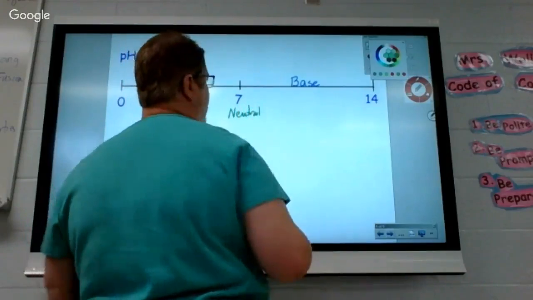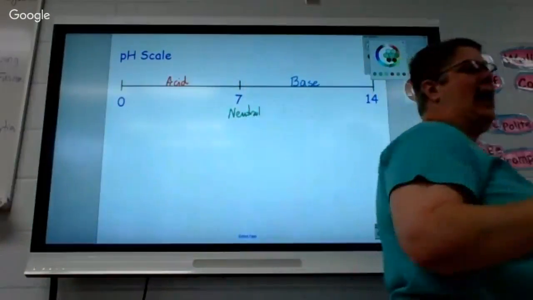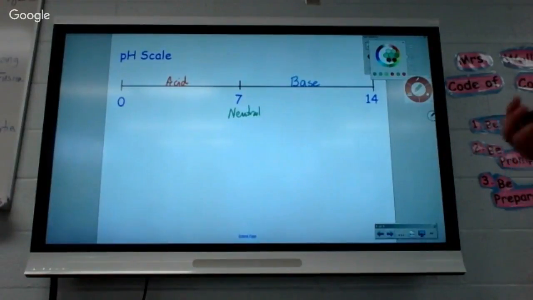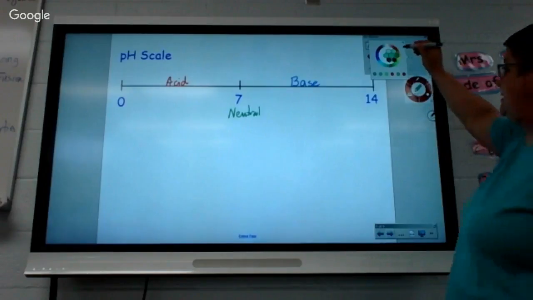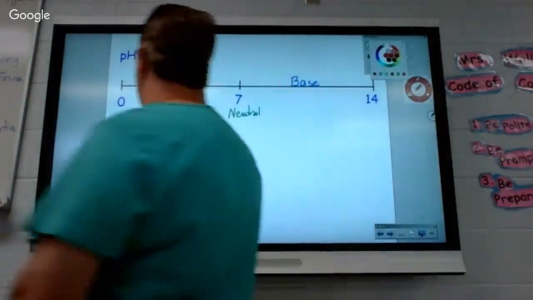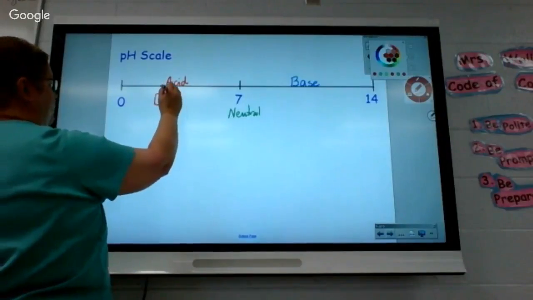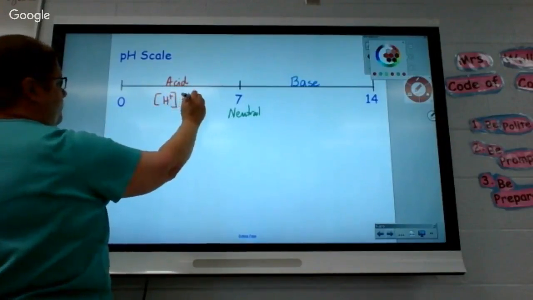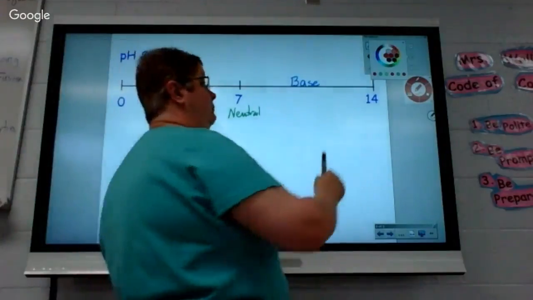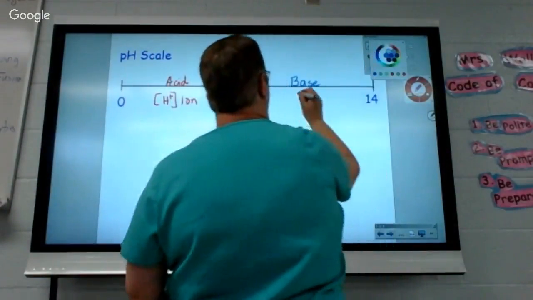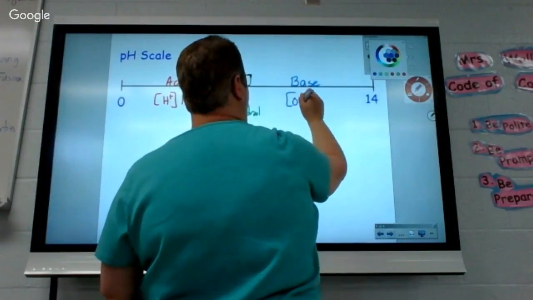Now, we need to at least talk about which ions go where. There's a whole bunch of calculations that go with this. There's actually 6 formulas. We didn't get to this, which is why I said I hope you don't see more than 2 questions on this topic. Now, if you're an acid, you're going to have the hydrogen ion. If you're a base, you're going to have the OH ion.